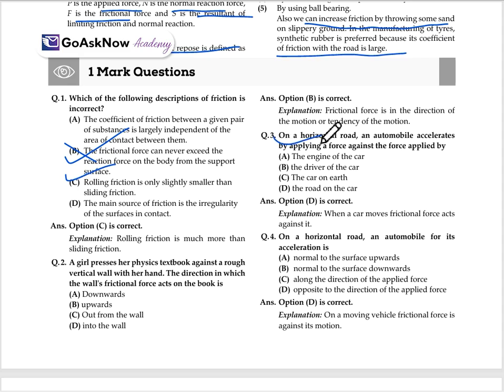On a horizontal road, an automobile is accelerated by applying a force against the force applied by the road on the car. When the car moves, the friction force acts against it. That's why on a horizontal road, the automobile accelerates by the force applied by the road on the car.